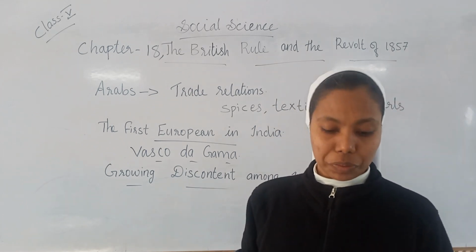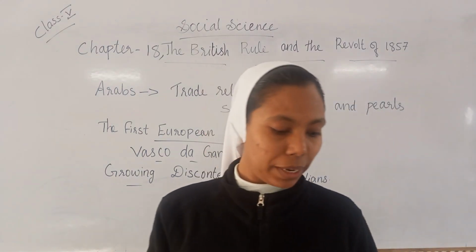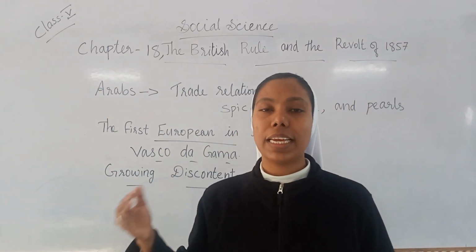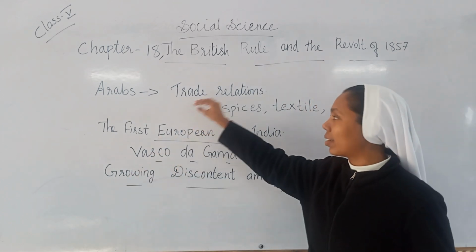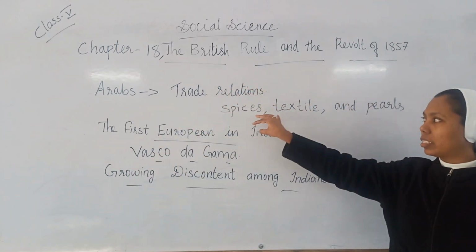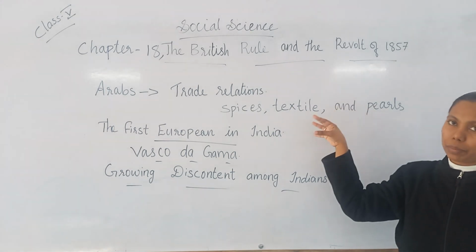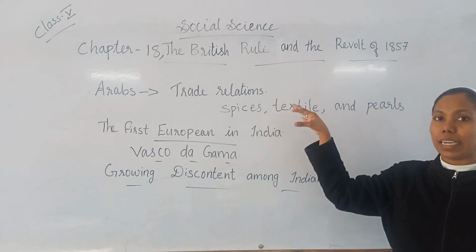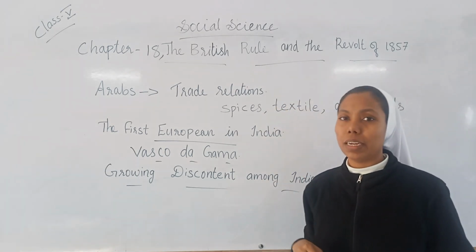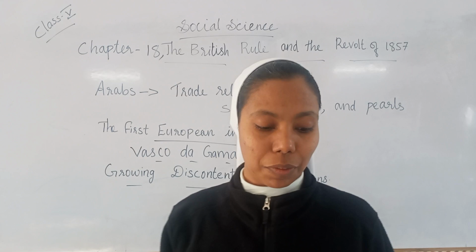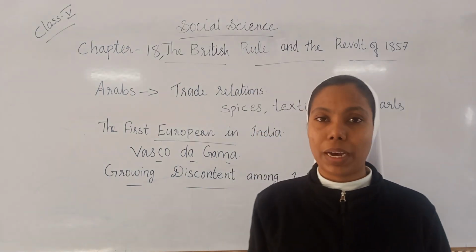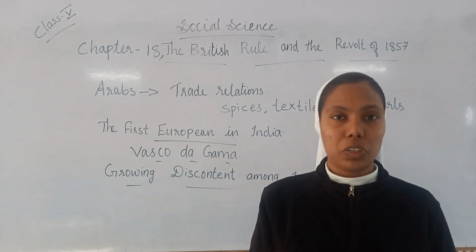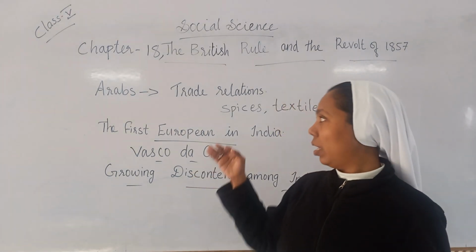But with the passage of time, what happened? The motive of the Europeans changed, and they captured many parts of India. The Europeans came to India first because of the trade relationship. They needed the spices, textiles, and other things from here. But later they changed their mind, and they captured many places, many parts of India, and they were living here.